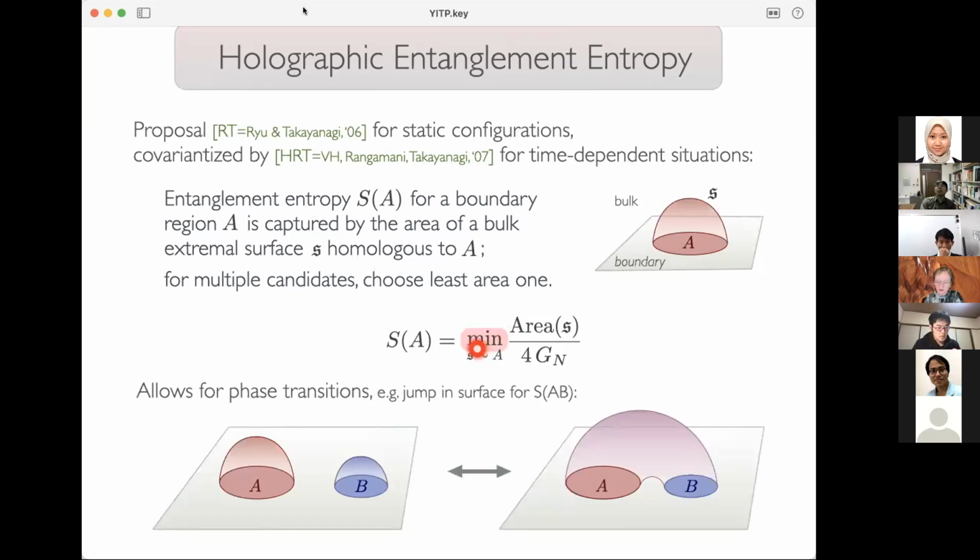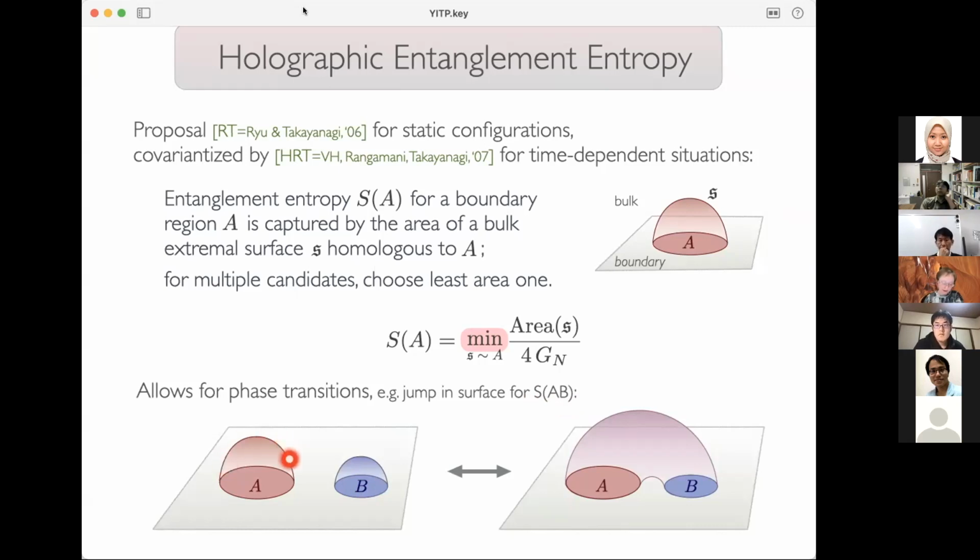Again, it's this minimization that allows for phase transitions. And that's one of the key properties that this holographic entropy cone description is utilizing. Okay, so just to specify what I mean by allowing for phase transitions, you can imagine, let's say we have some composite system like this, and we want to understand the entanglement entropy of the joint subsystem AB.